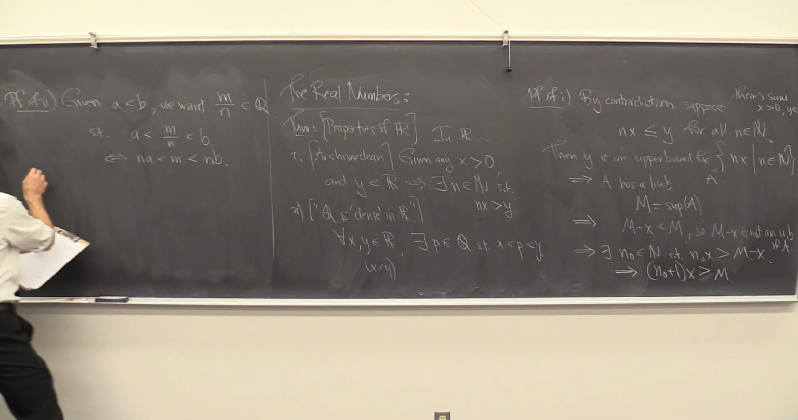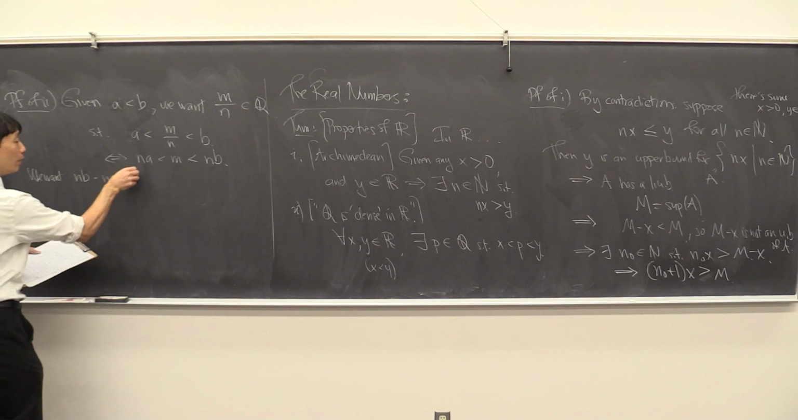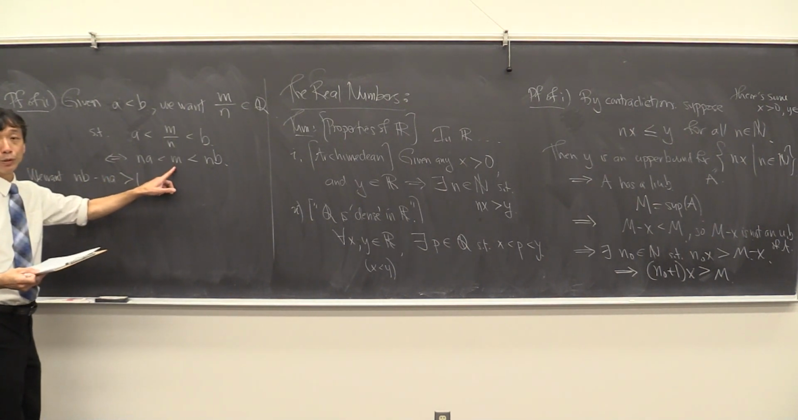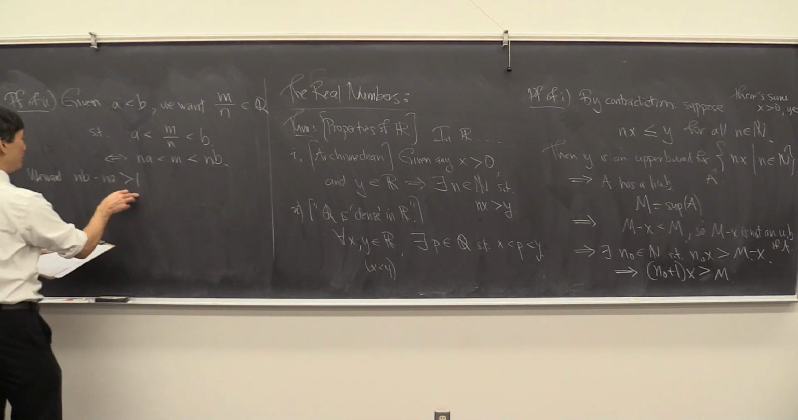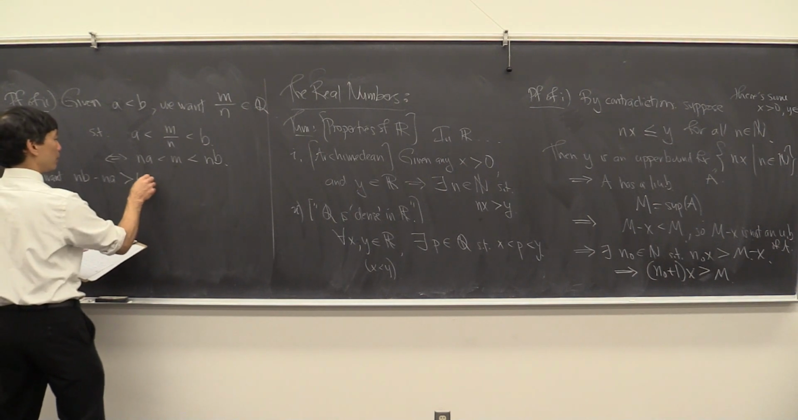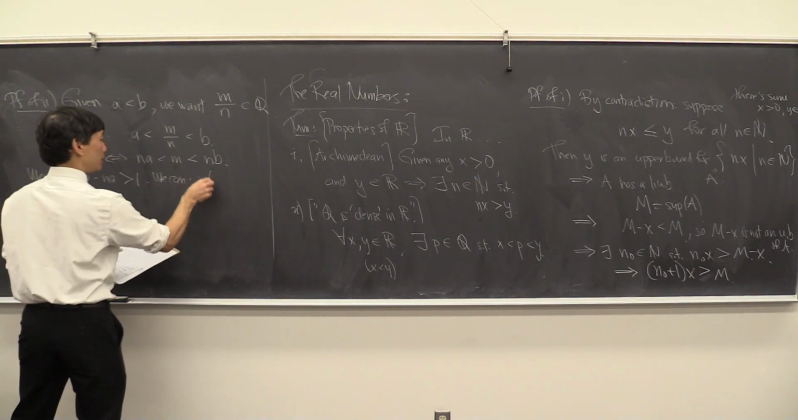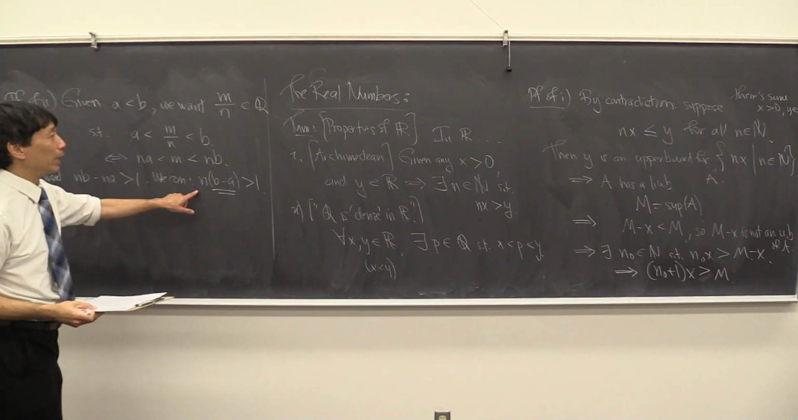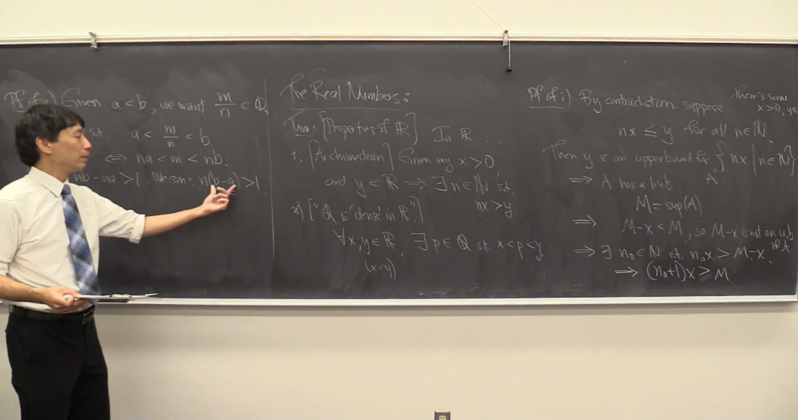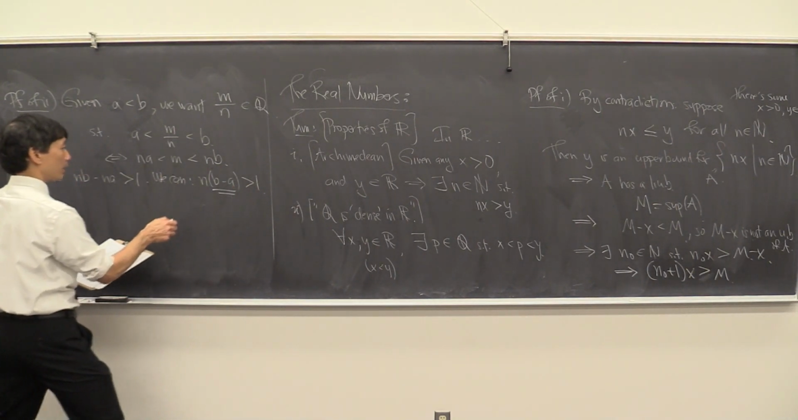So notice that we want nb minus na to be bigger than 1, so that we're sure that there's an integer for us to choose in there. But we can do that, because this is n times (b minus a) bigger than 1. We can do it by the Archimedean principle. We look at b minus a, which is positive.